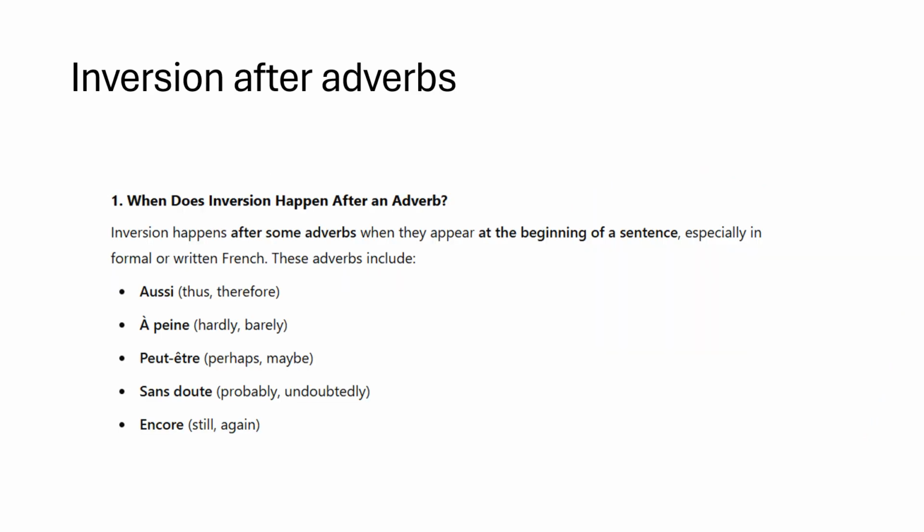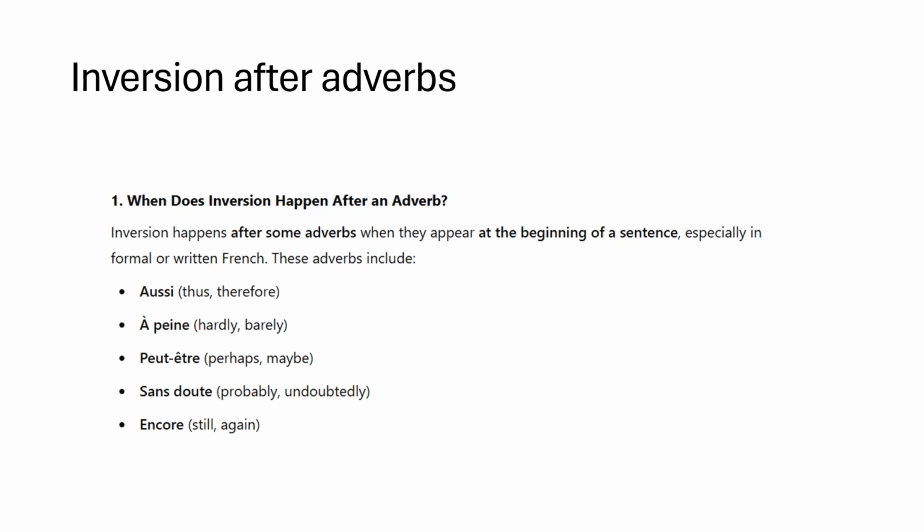Inversion after adverbs. So in French, inversion is a grammatical structure where the subject and verb switch places. It's mainly used in formal writing and questions. However, inversion can also occur after certain adverbs, particularly in literary or formal styles. The reason it's used, like mentioned before, is that it's sometimes in formal writing, news or articles, and can add emphasis and a sophisticated tone to the sentence.